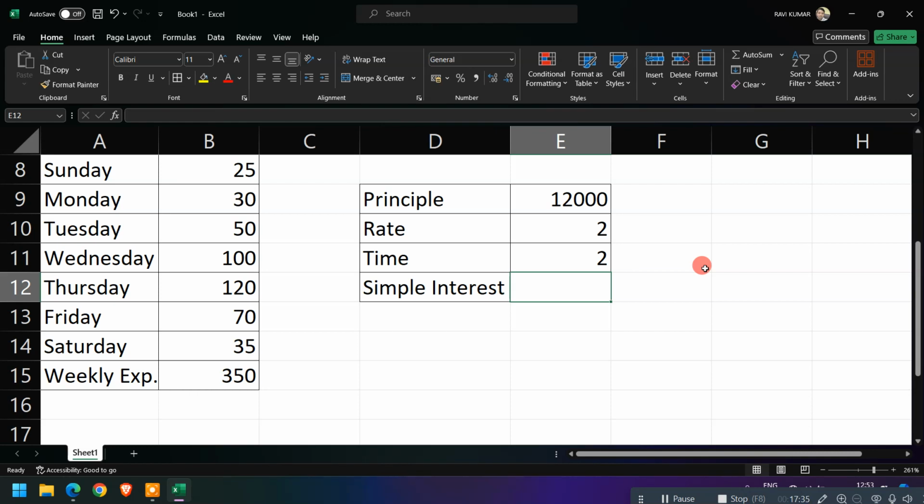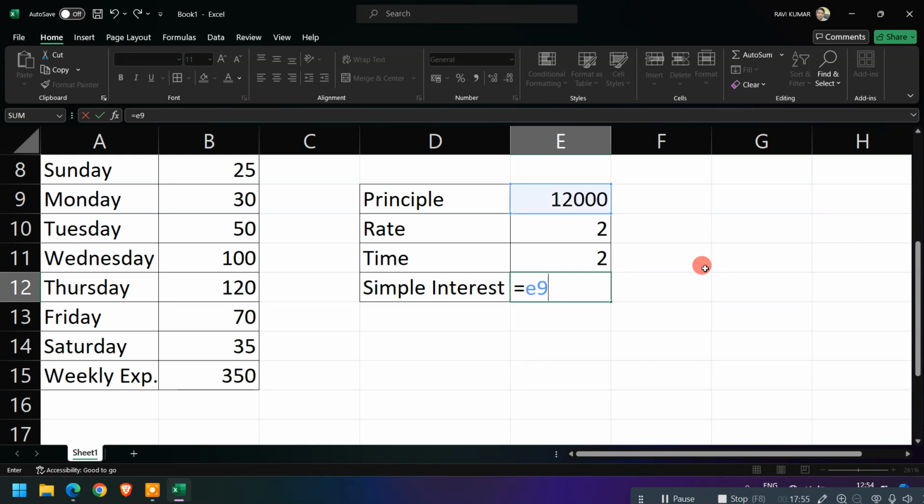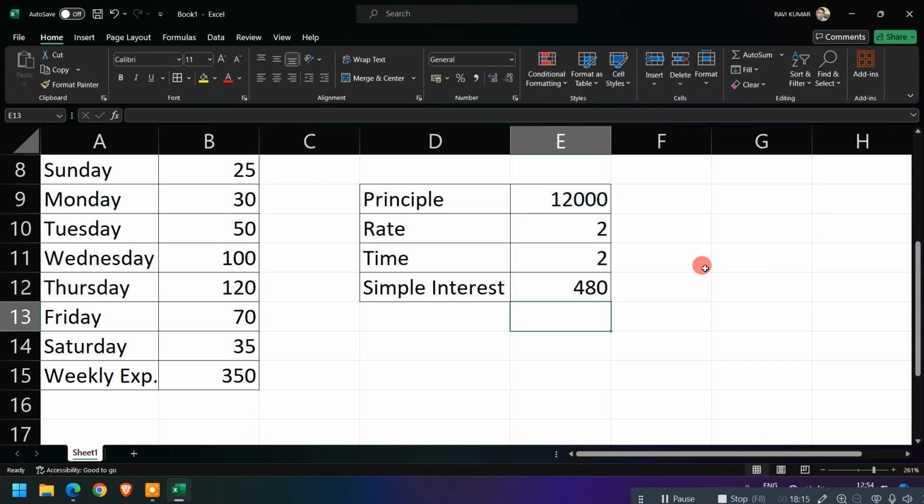We will put equals, and you know the formula to find simple interest: principal into rate into time by 100. Principal's address is E9, into rate E10, into time E11. So all cells have been selected. Divide by 100. You can see it is displaying 480.